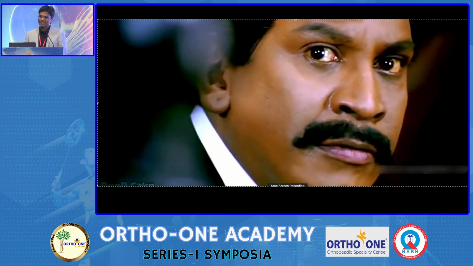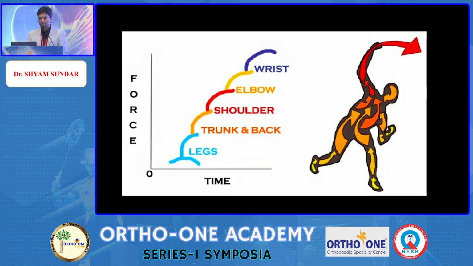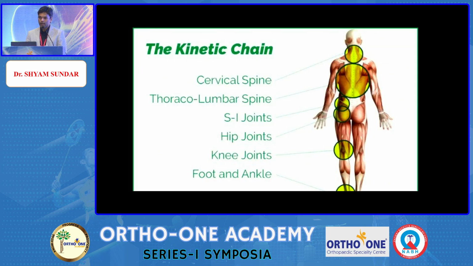Okay, let's explain this concept in a simple, understandable manner. This is nothing but a chain which connects your foot to your finger. It needs absolute coordination between different parts of your body, and everything should work in tandem. Now the kinetic chain has good coordination between the foot and ankle, knee joint, hip joint, SI joint, thoracolumbar spine, and cervical spine, including your brain. That's also very important.